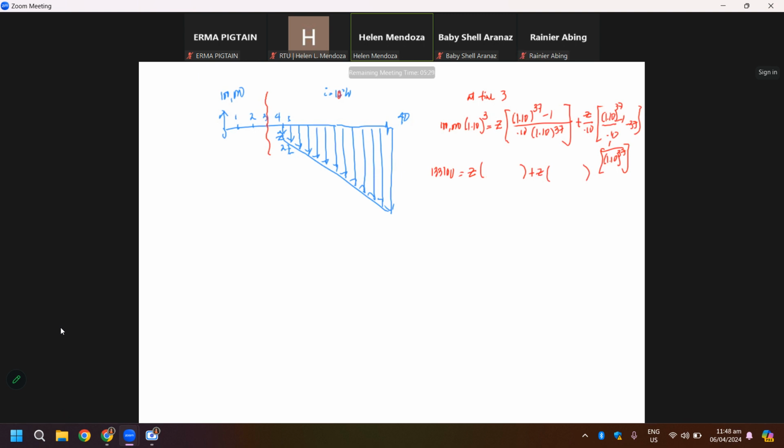Ay, Miss Aranyas, wala pa? 1.10 raised to 37. Ma'am, ano po yung sa akin dito, ma'am? Yung Z over 0.10 times 1. Lahat na yan, ma'am. Yung nasa kanan. Minus 37 po ba ito, ma'am? Times 1 over 1.10 raised to 37? Tama ba, ma'am? Opo. Opo, thank you.